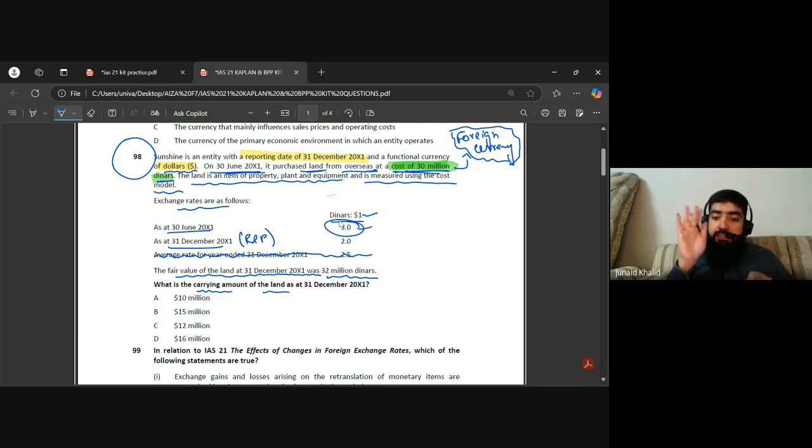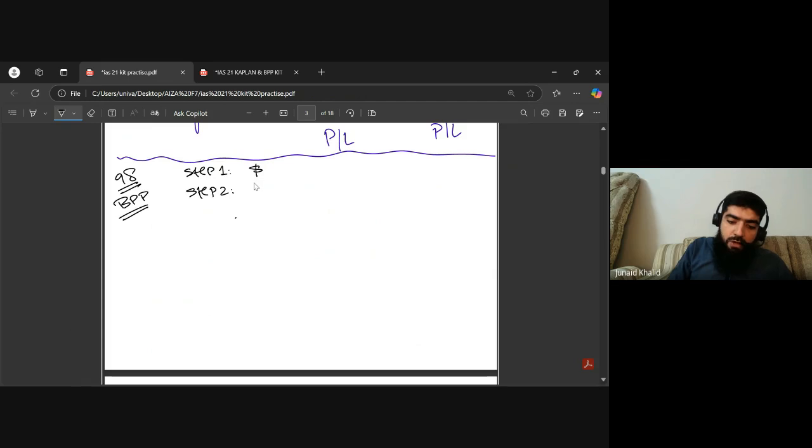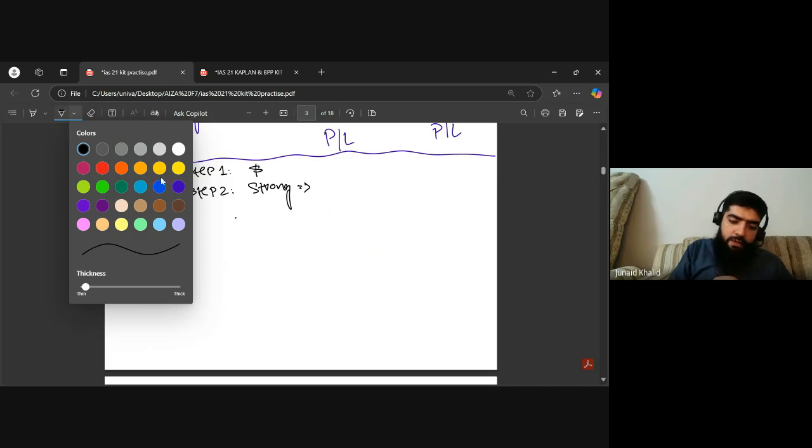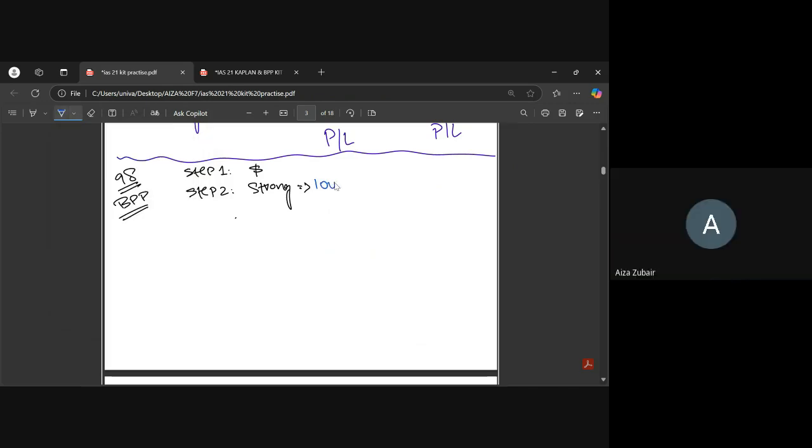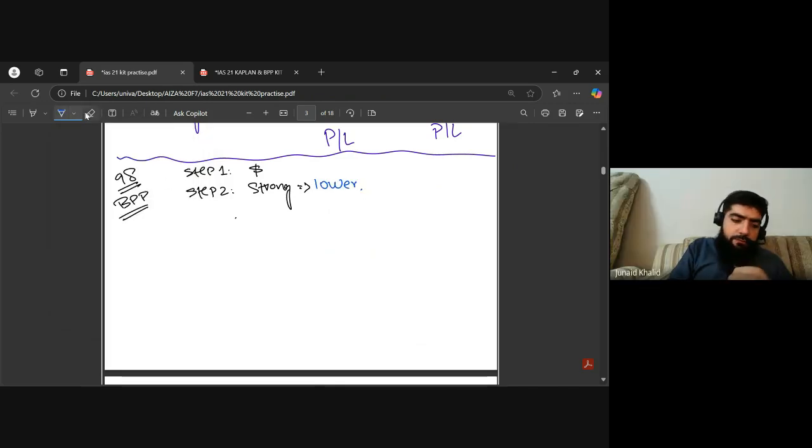It means dinar is weak and the dollar is strong. It means the dollar is strong. Your functional currency is strong. So if your functional currency is strong, the translated amount should be lower. Excellent. Now, will you remember this one? Yes. Okay.